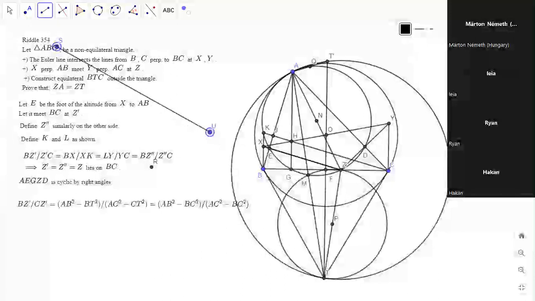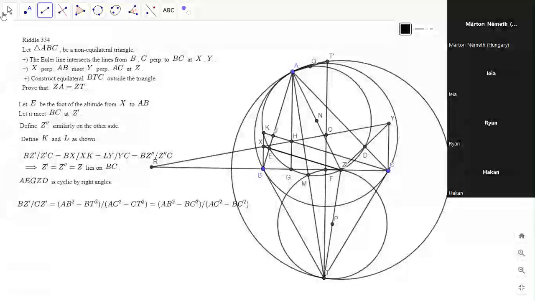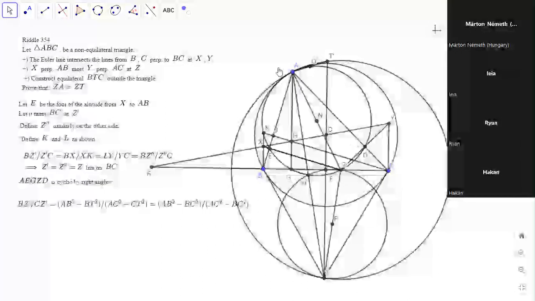Okay, so Leia, the lemma that Khan was saying, which I'd actually never heard before, is that let's say you have any triangle ABC and you have any point T in the plane. If you take the perpendicular bisector of AT and you let it intersect BC at a point, let's say Z prime, then this first equality holds true. So I'd never seen this before, but it seems like a pretty useful lemma.